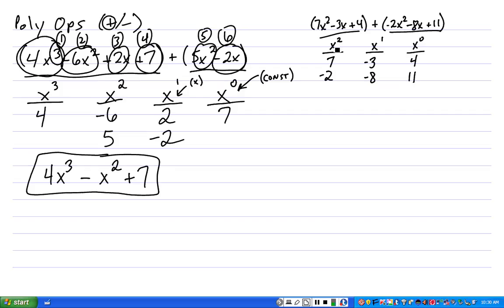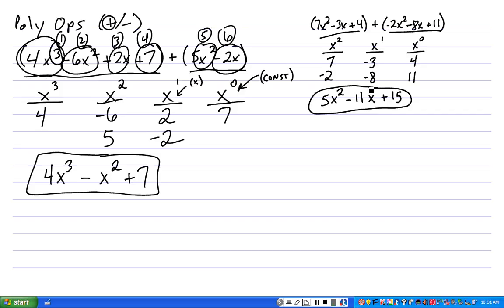So for my x squares, I have 7 minus 2, which is a positive 5x squared. For my x's, a negative 3 minus 8, which is a negative 11, and that's my x to the first, which is just x. And for my x to the 0, which is nothing but a constant, 4 and a positive 11. It's like saying 4 plus 11, which would be a positive 15. So when combined, the answer would be 5x squared minus 11x plus 15.